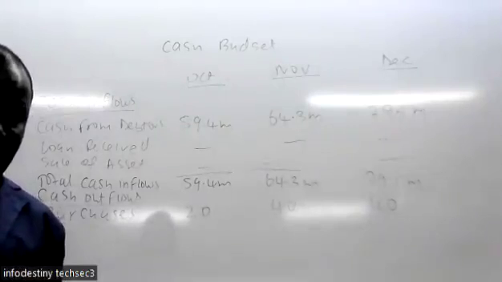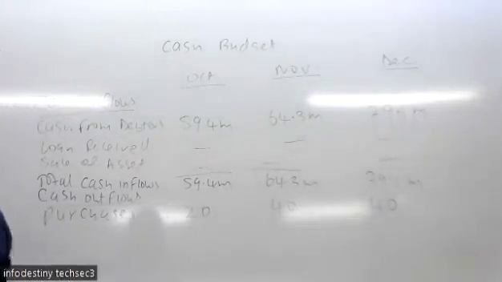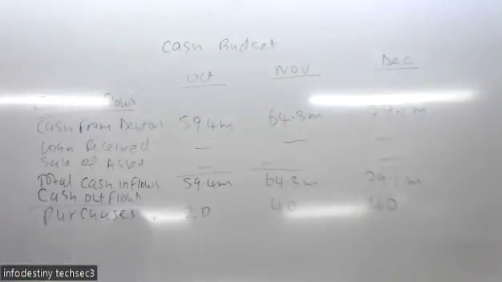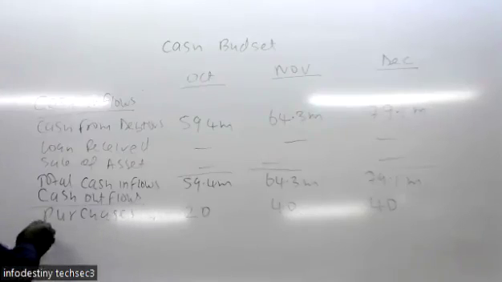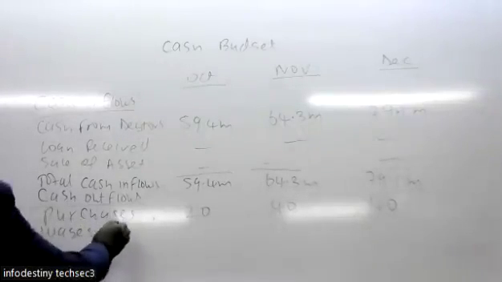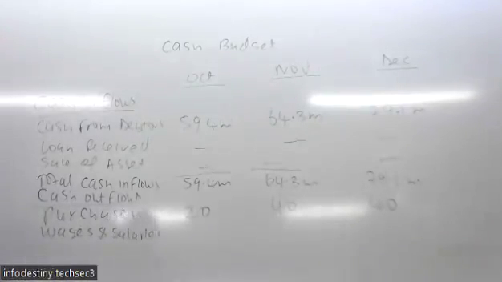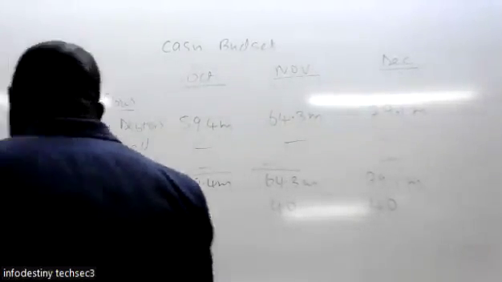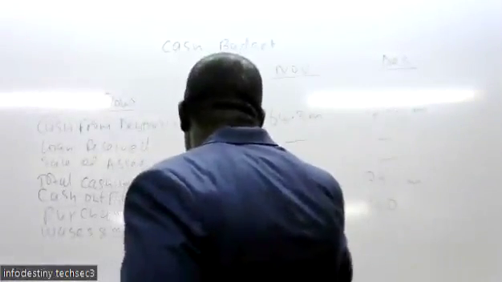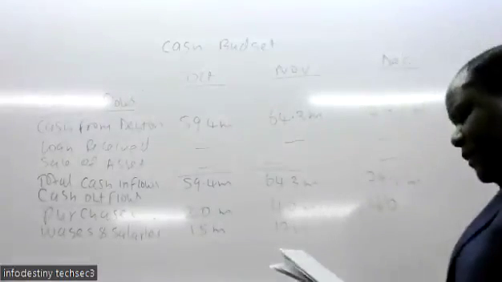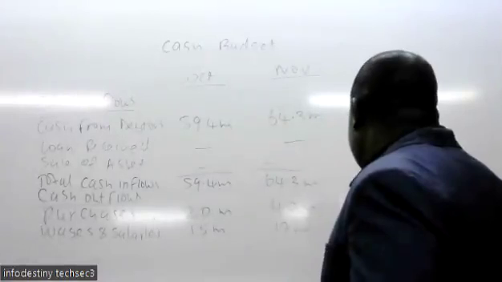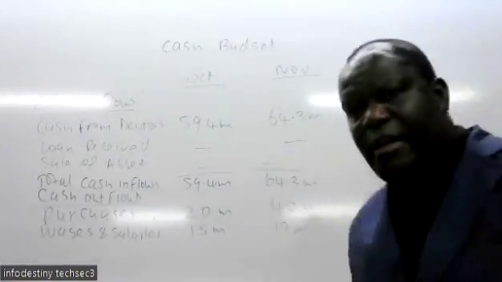The other expenditure was wages and salaries. When you go to note number 1, all employees are paid in the month in which the wages or salary is incurred. So there is no adjustment for wages and salaries. You just record them the way they are. October, it is 15. November, it is 17. December, it is 30. Those were not requiring any adjustments.